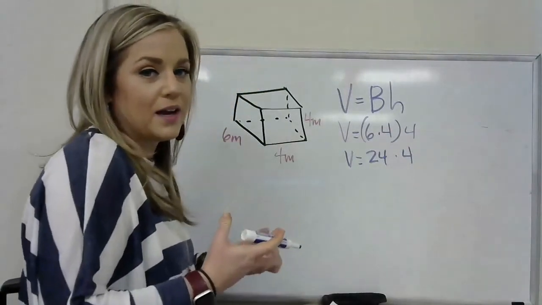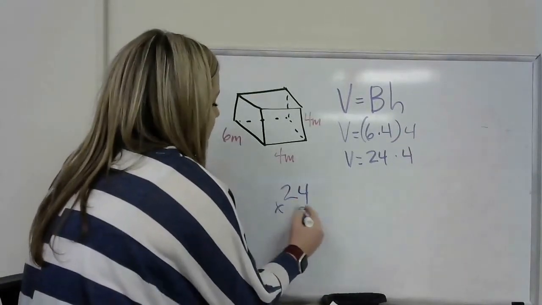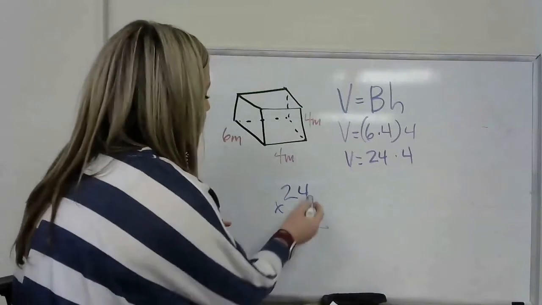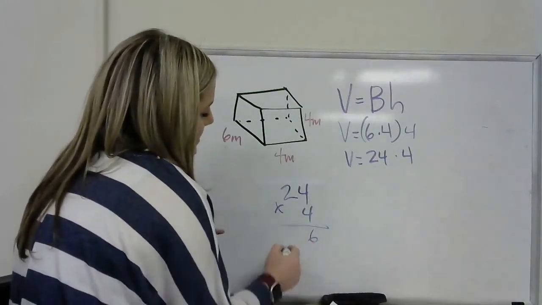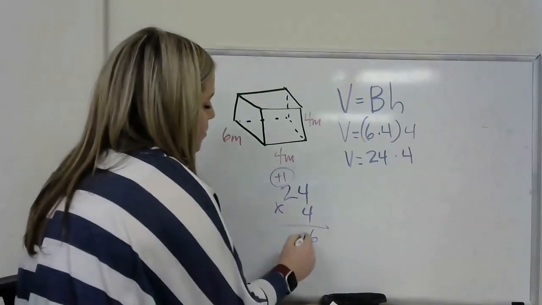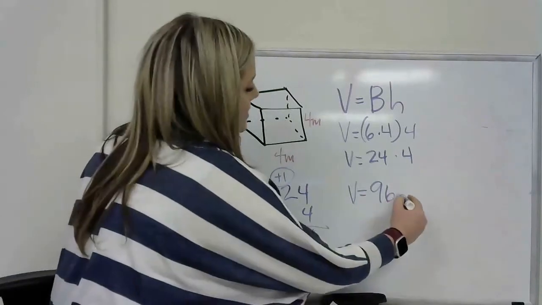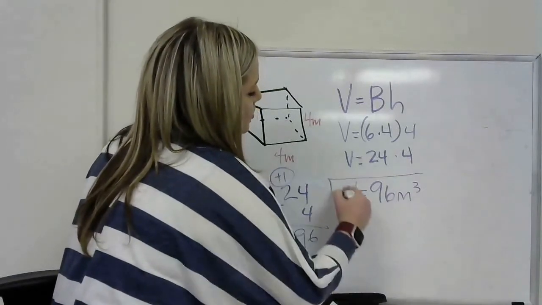I'm going to do this in my head because, all right, well, I'll do it for real. Sorry. I did it in my head. I don't need to do that. 4 times 4 is 16. The 6 can stay, but the 1 got to go. 2 times 4 is 8, and 8 plus 1 is 9. So the volume of this rectangular prism is 96 meters cubed.